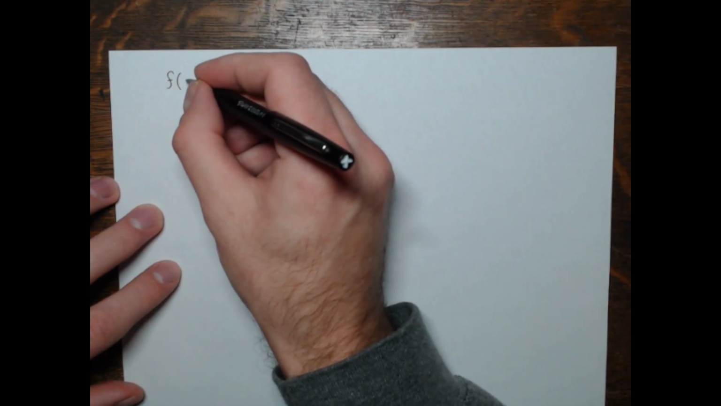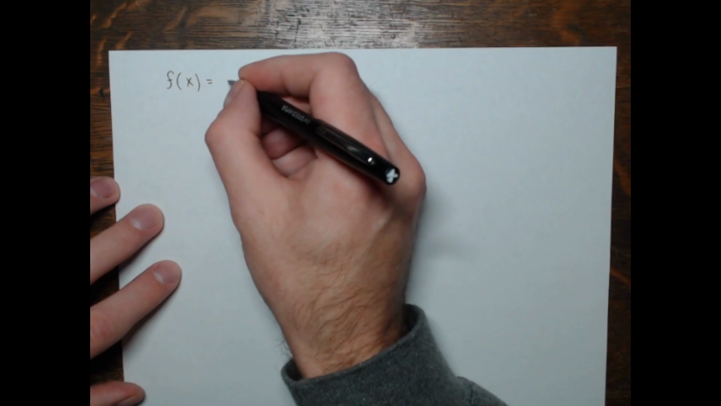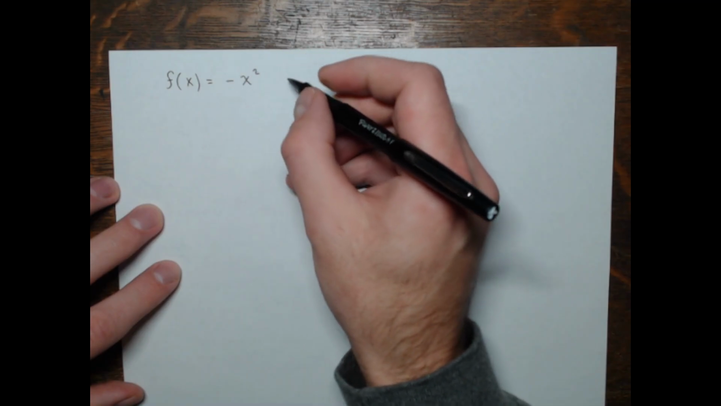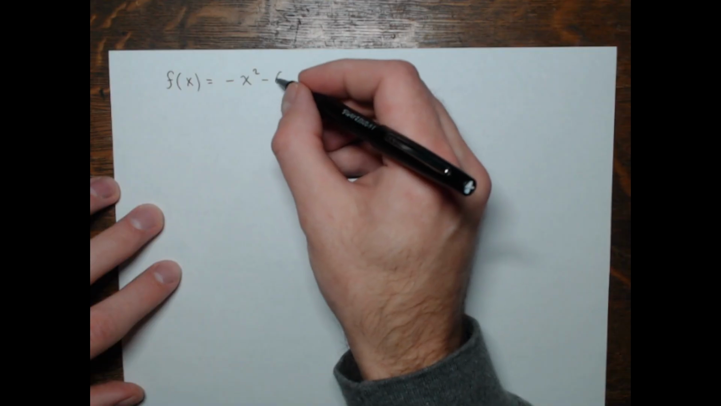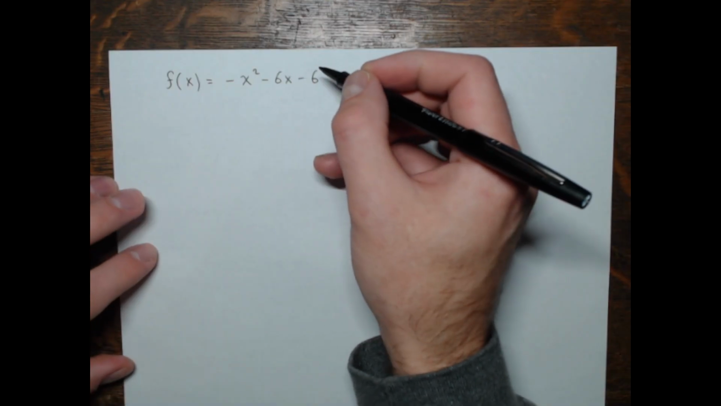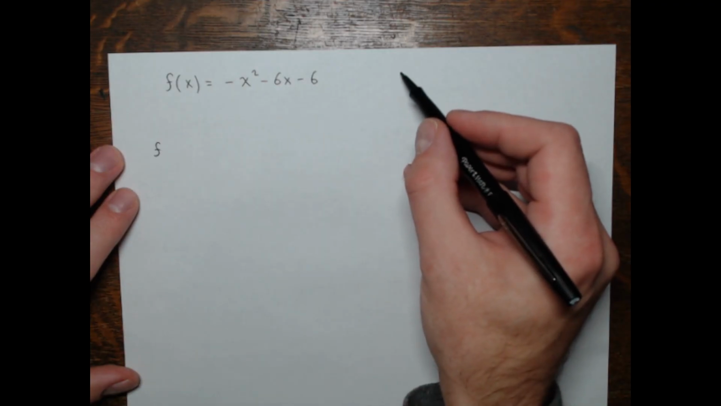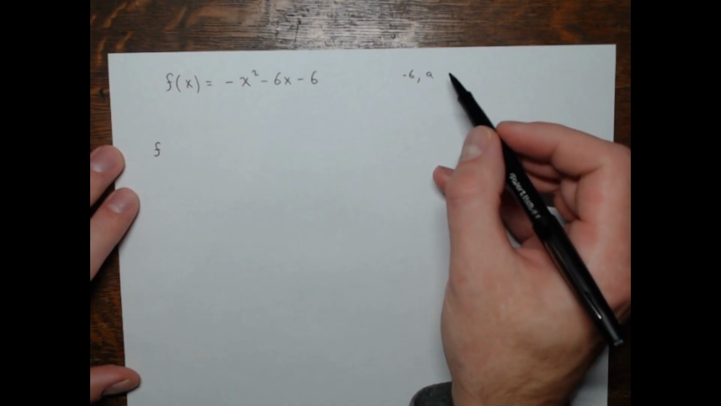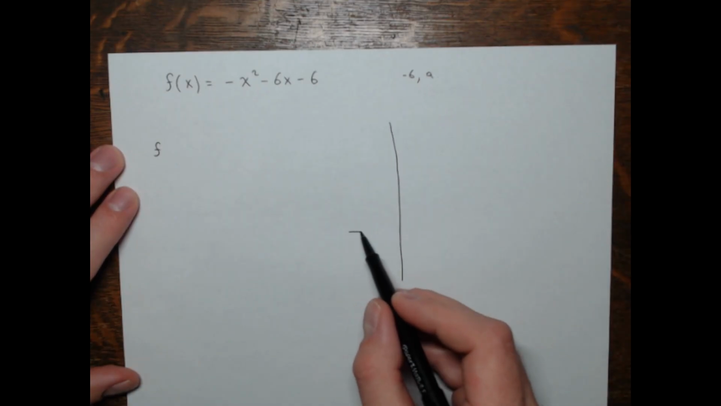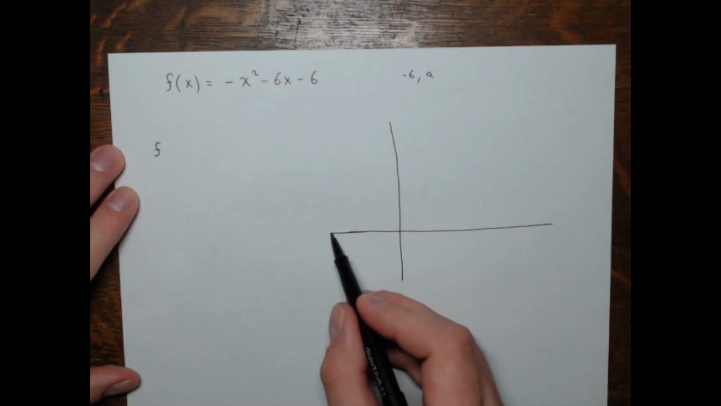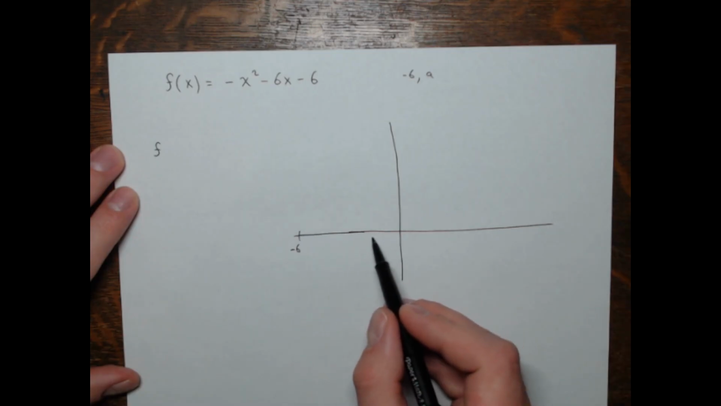F of x is the opposite of x squared minus 6x minus 6. Now look at the left end. We're trying to go from negative 6 to a. So I'll make a little graph here, from negative 6 to some value a.